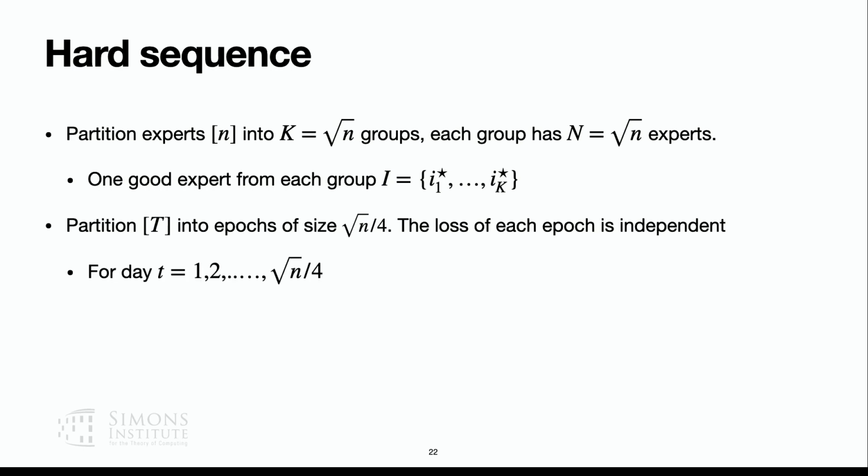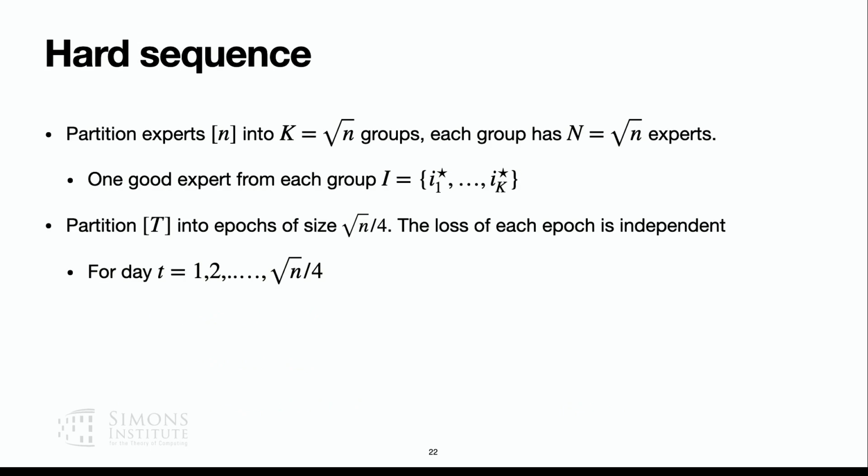What's the loss for each epoch? There are sqrt N over 4 days in each epoch, and at the t-th day, with probability 1/2, the loss is 1 minus xa. With probability 1/2, the loss is 1 minus xb. Okay. But at this point, the nature is not adaptive, right? It's completely ignorant of the algorithm decision.